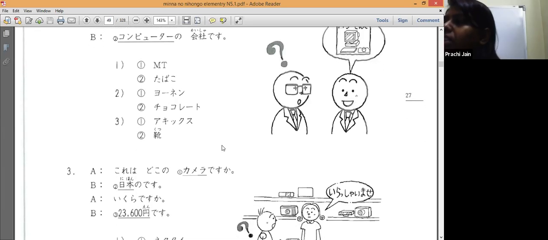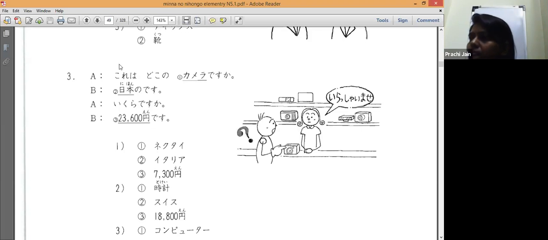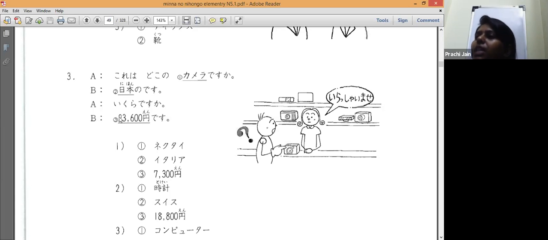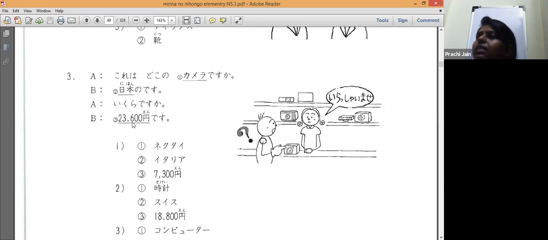Done now? Yes, okay. Now comes the next part. This one is the third one. A: Kore wa doko no kamera desu ka? From where is it? B: Nihon no desu. It is from Japan. A: Ikura desu ka? How much is it? So it's written 23,600. How will we say? Nijusan sen roppyaku en desu. We can go for niman also, but like in English we say twenty-three thousand six hundred, the same way we will translate it. Got it? Second option is also niman san sen roppyaku. That will also be correct. Okay?